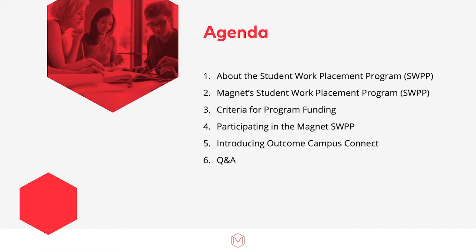And then finally, I want to introduce you to Outcome Campus Connect, which is another exciting project funded by Employment and Social Development Canada that we were awarded in September. And that project is highly related to the Student Work Placement Program in that its goal is to develop an ecosystem for work integrated learning opportunities across Canada. So I'll talk a little bit about that at the end and leave you with a little something to take away. And then we'll finish up with some question and answers.